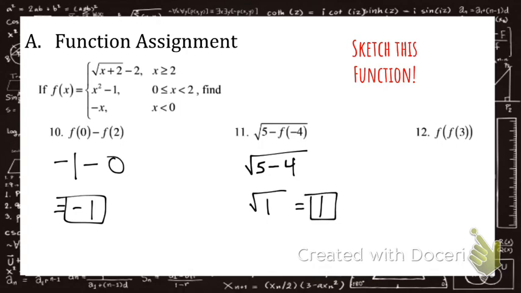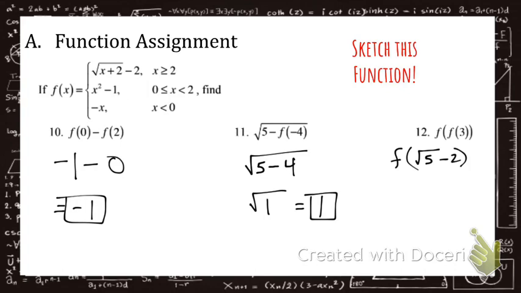And the last one is a composition. So I'm evaluating f of 3. If I want to know what f of 3 is, that's a number greater than 2. So if I substitute in 3 here, that would be 3 plus 2, which is 5. So the square root of 5 minus 2. So I'm evaluating f of that now, the square root of 5 minus 2.